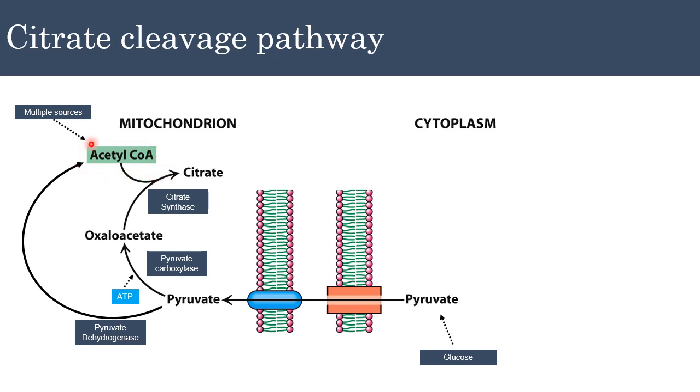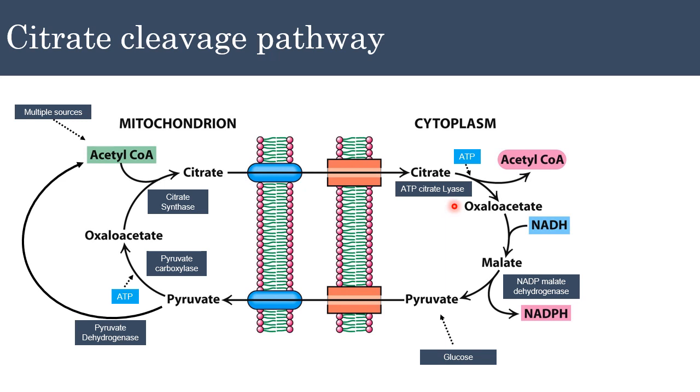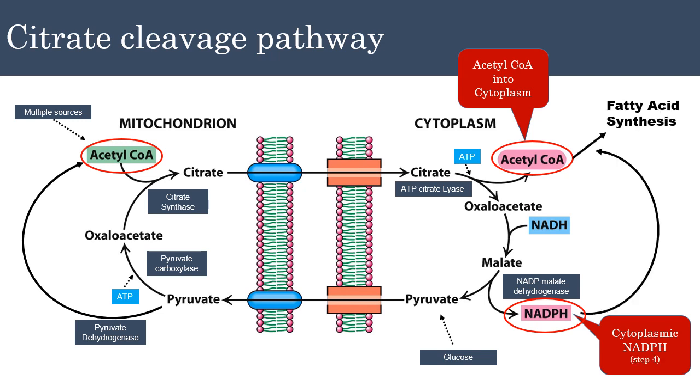So we now have acetyl CoA in the mitochondria, but we need that in the cytoplasm. That's where the citrate comes through. Citrate can flux through the mitochondrial wall and be formed in the cytoplasm. From there, we have an enzyme, ATP citrate lyase, which is in the cytoplasm, which converts citrate back to oxaloacetate and acetyl CoA with an input of ATP. Oxaloacetate, with an input of NADH, goes to malate, and then malate back to pyruvate using NADP malate dehydrogenase, producing NADPH. We've now got cytoplasmic NADPH, and we've also got acetyl CoA in the cytoplasm. These are the building blocks we need to produce fatty acids through fatty acid synthesis.